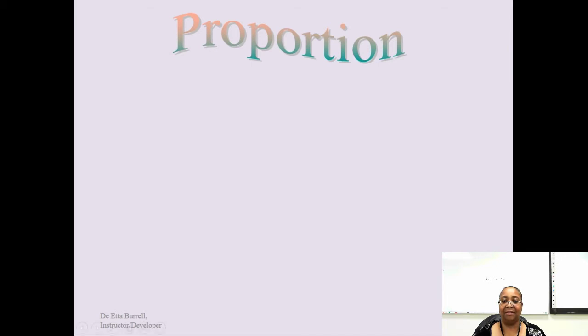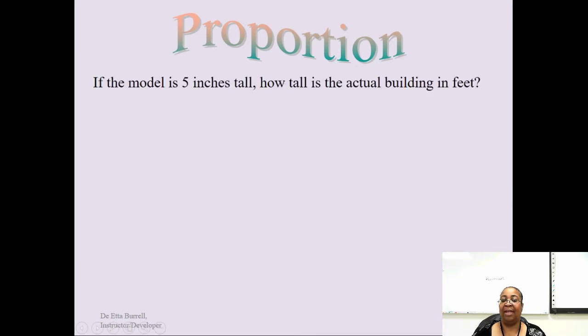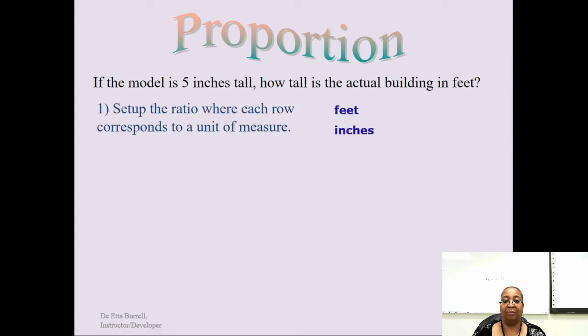So let's go ahead and set this up. We know that the model is 5 inches tall, and we want to know how tall the actual building is in feet based on the ratio that was given. Now let's set up the ratio. Remember, you want to put the same unit on the same row to keep it proportional.